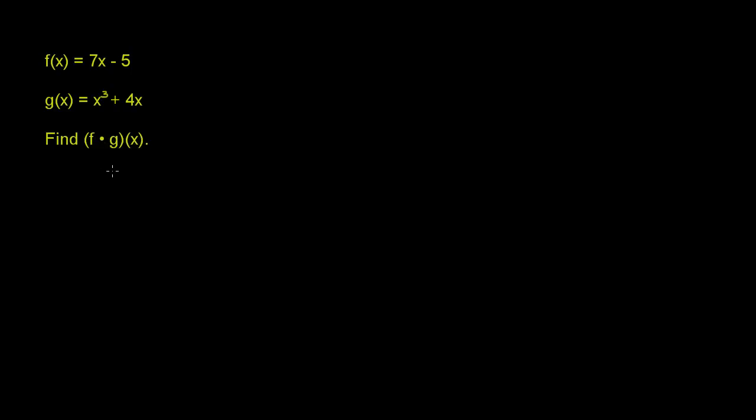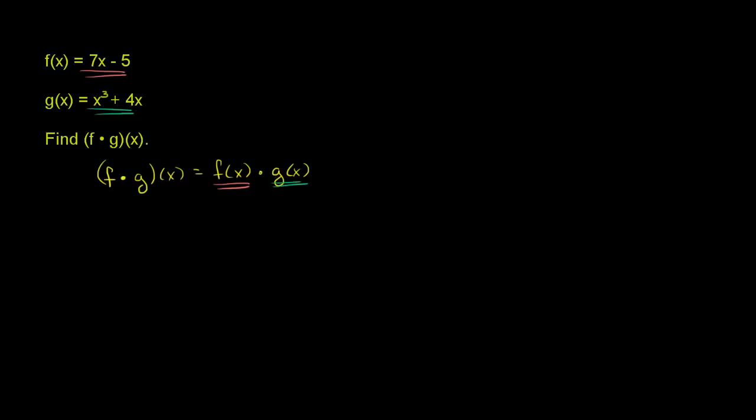So the first thing to realize is that this notation, f times g of x, is just referring to a function that is a product of f of x and g of x. So by definition, this notation just means f of x times g of x. And then we just have to substitute f of x with this definition, g of x with this definition, and then multiply out these algebraic expressions. So f of x is right over there, and g of x is right over there.